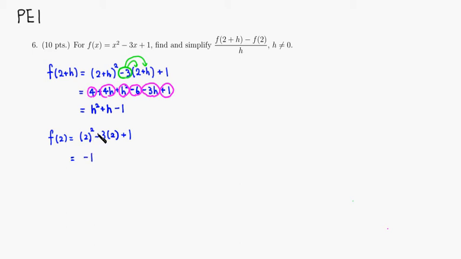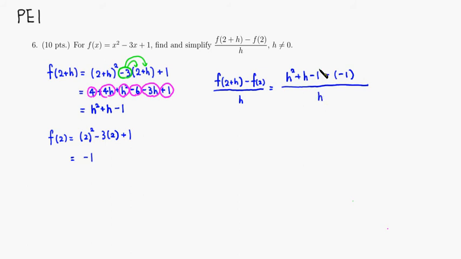Then we can compute that difference quotient. What we were looking for is f of 2 plus h minus f of 2, all over h. So this is equal to f of 2 plus h, which we found is h squared plus h minus 1, minus f of 2. f of 2 is negative 1, so we subtract the negative 1, all over h.